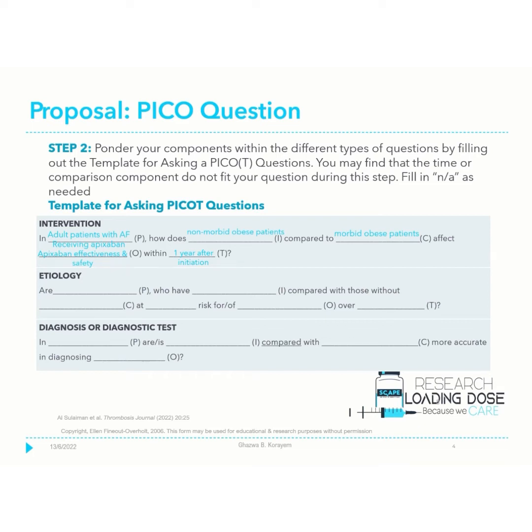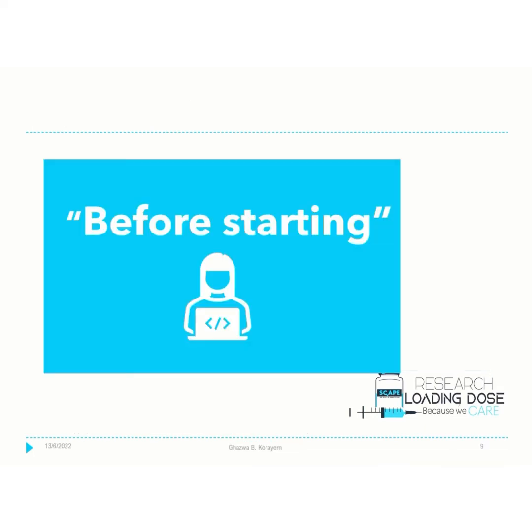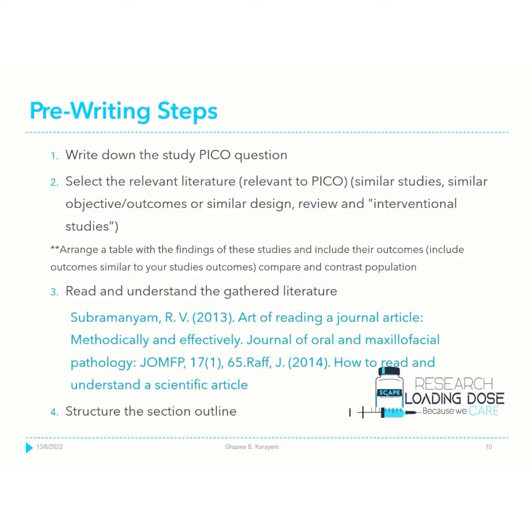So what do we need to do before starting the proposal writing? We need to have the PICO question set as we had it in the example before. We select relevant literature, and by relevant to our PICO question, I mean similar in study, similar objectives, and similar study design, and then read and understand what we gathered in the literature.